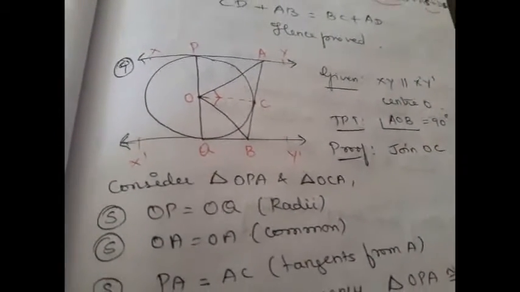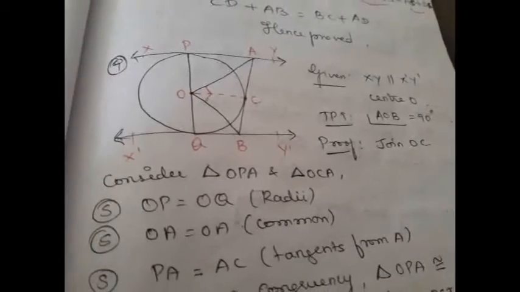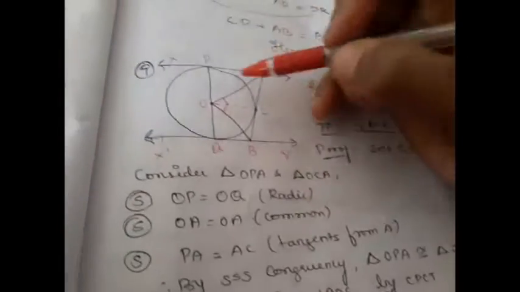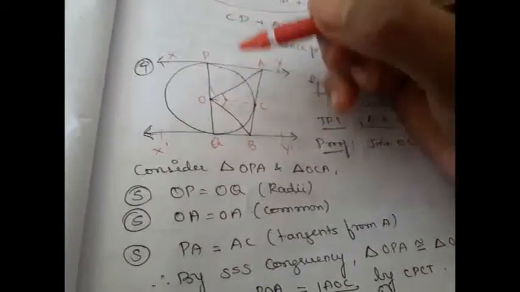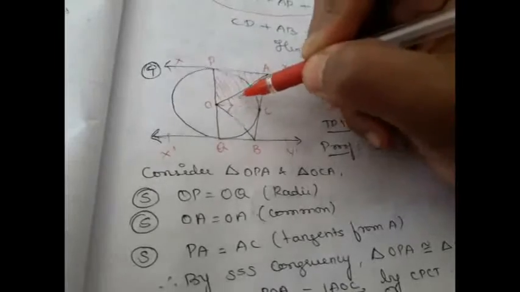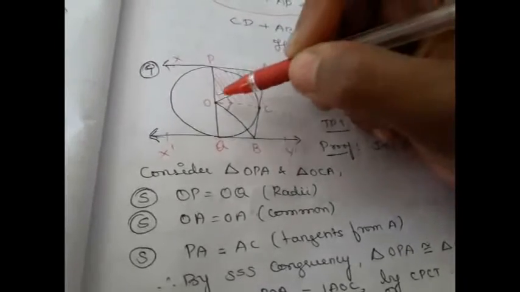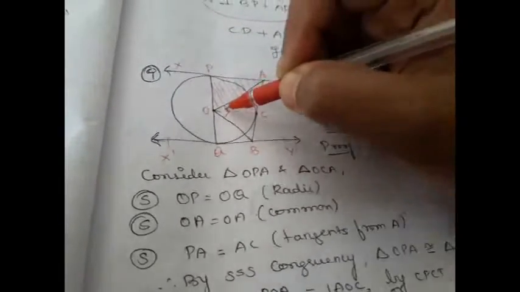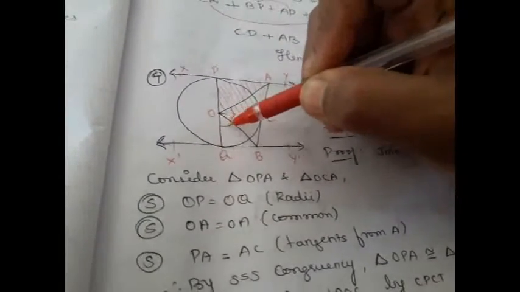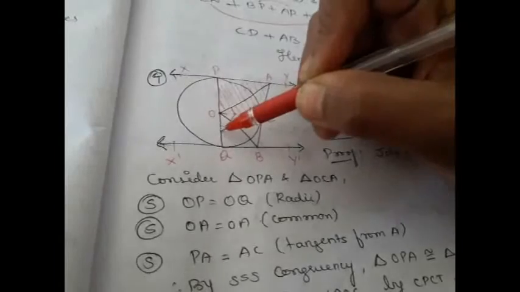How can we prove this? We are going to use first congruency here. What we are going to tell here is this triangle is congruent to this triangle. Therefore, by CPCT, this angle will become equal to this. Similarly, we will prove this angle is equal to this. This angle is equal to this and this angle is equal to this.